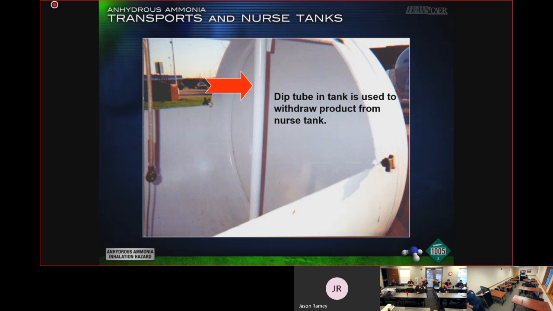What happens if this trailer is inverted? It changes what may happen, because you can't offload it if it's inverted, because now the tube is up out of the liquid side. So it needs to be uprighted. We don't upright tanks. That's something we're going to let someone else deal with. If we get there and it's laying on its side or inverted and it's not leaking, we're just going to keep the road blocked, call somebody to come and deal with it, and let them handle uprighting it.